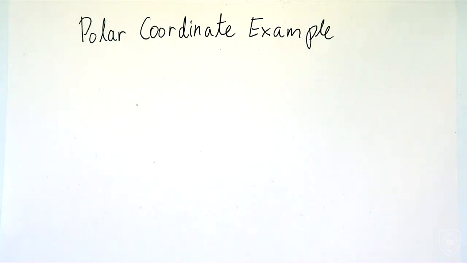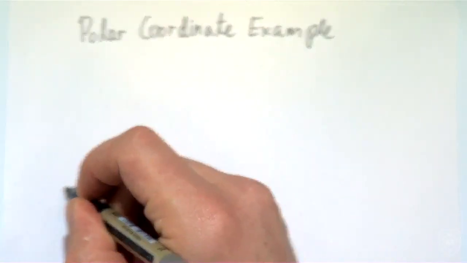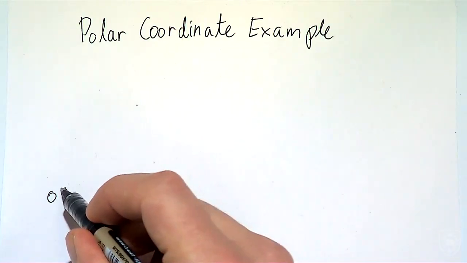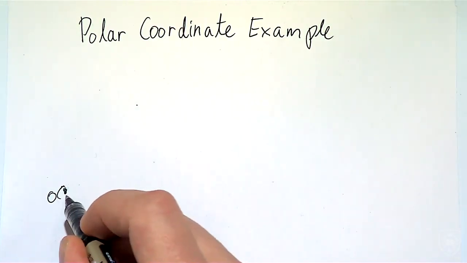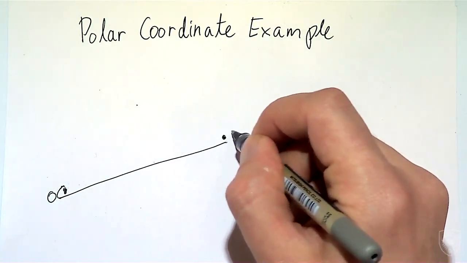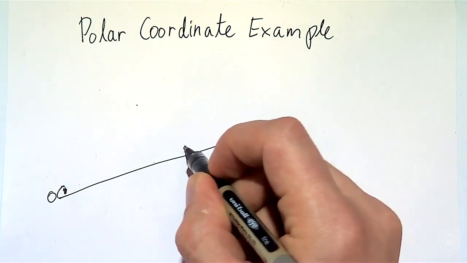Okay, I only have a short time left, so I just want to go through this problem. So we've got an origin O. You've got the arm of the boom, B.